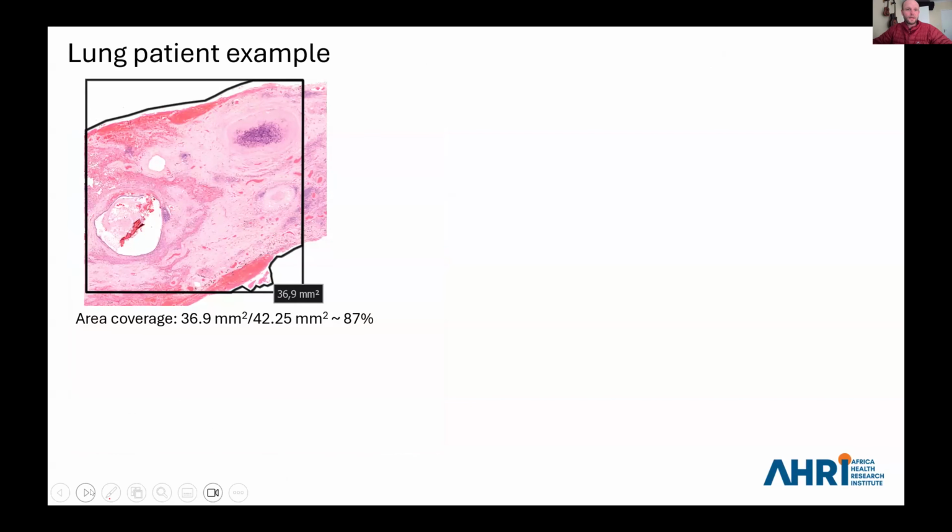Now I have an example here of a lung patient sample that we looked at. This is the H&E section, and you look at the area covered on the capture slide. You can usually do this on the slide viewing software. For example, here we see that it's an 87% coverage of the area, the big square being the 6.5 by 6.5 millimeter area. And then this was the DV200 metric that we had. This sample scored about 63%. So it's the best sample we had so far.